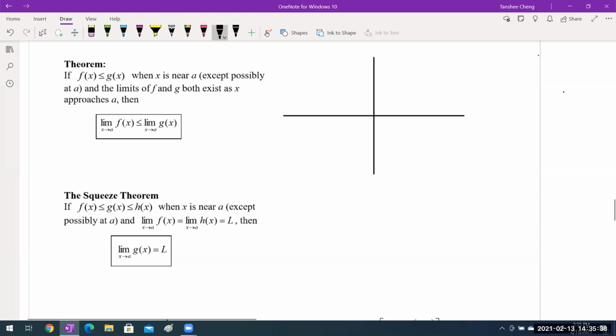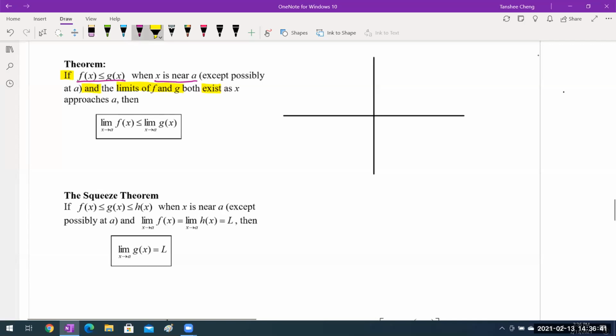than the other function. So in the theorem, the way that I look at theorems is as conditional statements. The theorem says that if f of x is smaller than g of x when x is near a, so that means f does not have to always be smaller than g. The function value does not have to always be smaller. But whenever the x value is near the limit that we want to talk about, f is smaller than g. And that's important. And the limits of both f and g exist. Both functions, the limit must exist.